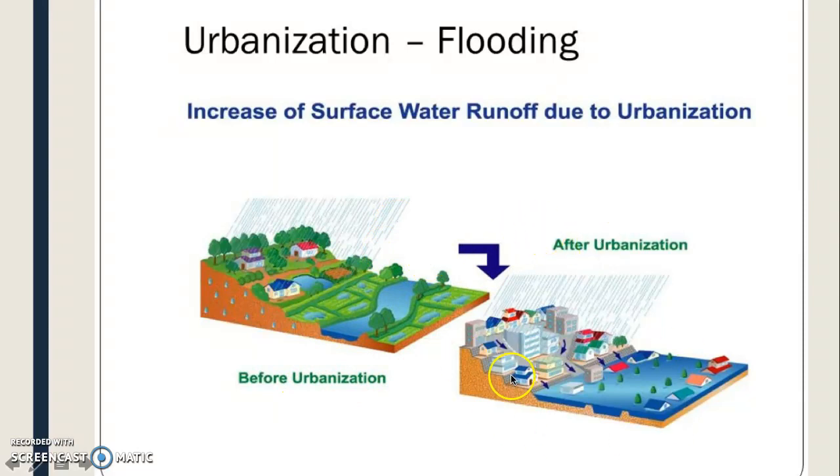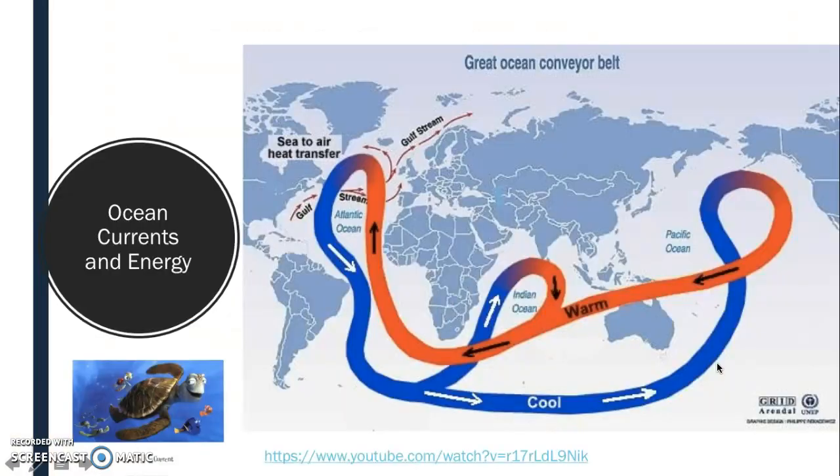And now we build cities with all the cement and fewer trees. It's hard for water to access the ground. There's not a lot of water taken up by plants, and we are more likely to experience very severe flooding in any urbanized zone. I think getting to our final points, we've got ocean currents and energy.